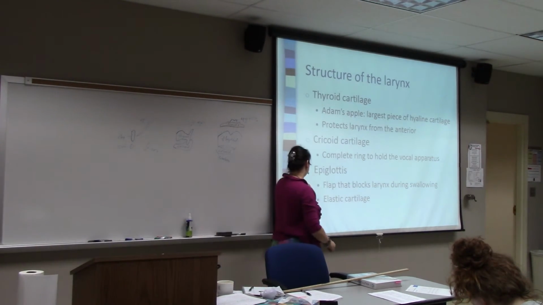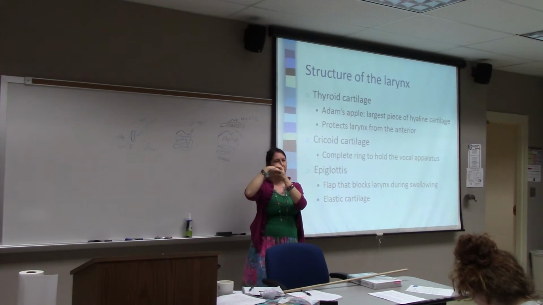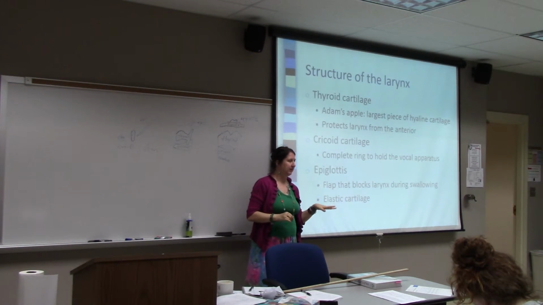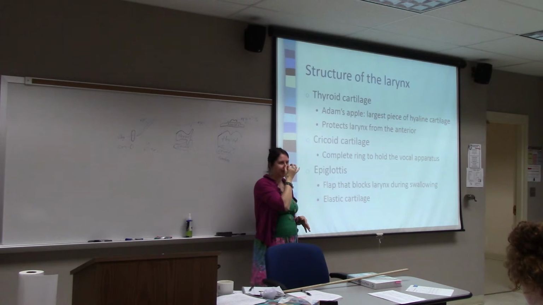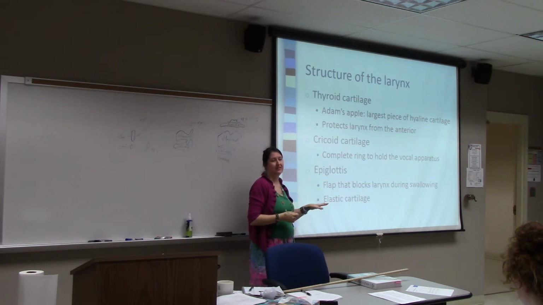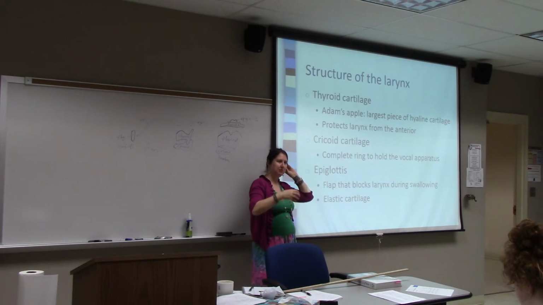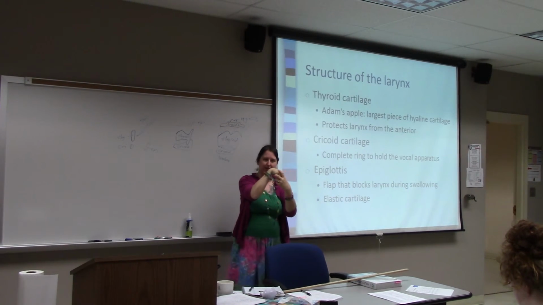The epiglottis is a flap that comes down to block the larynx when you swallow. Thyroid and cricoid cartilage are hyaline, which is what makes up most of your nose. So if you feel that, that's about how tough they are. The epiglottis is elastic cartilage, like in your ears. It's more flexible, and that allows it to bend a bit to cover the opening when you swallow and it's pulled down.